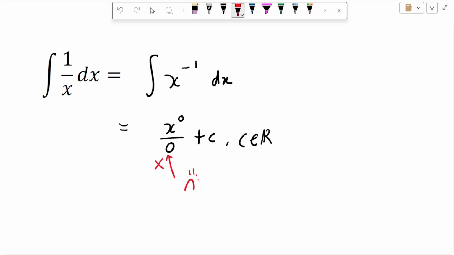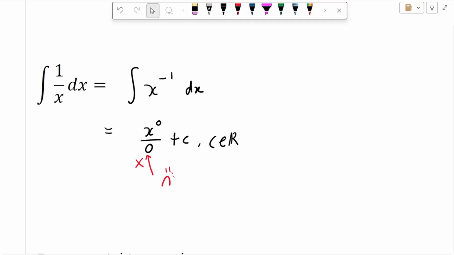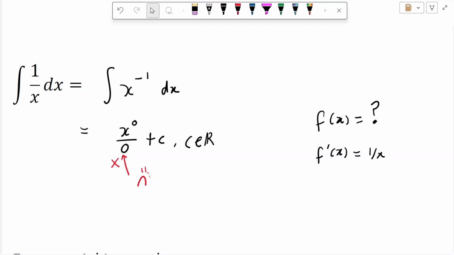All right, so I'll let you think about maybe, can you think of a function that when you do the derivative to that, you get 1 over x? There is a function that we know that does that. Pause the video if you want to have a think. If not, I'll give it away. That function is the log of x, ln of x.